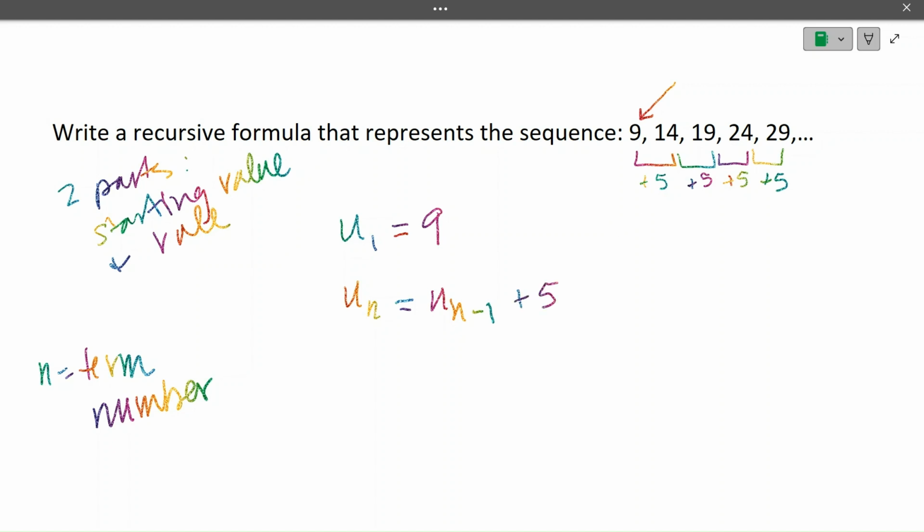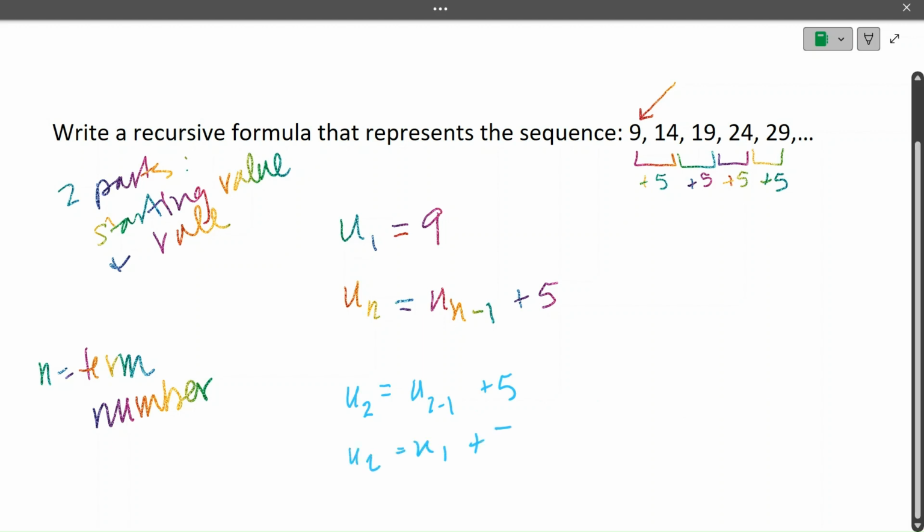Okay, so basically what would happen, just as an example, is if I said I wanted to find term 2, so that's u sub 2 says I'm finding term 2. I'm going to end up putting 2 in everywhere I see n. And what we know is 2 minus 1 is 1, right? So then we just substitute 9 in here and we get the next term, and so on.